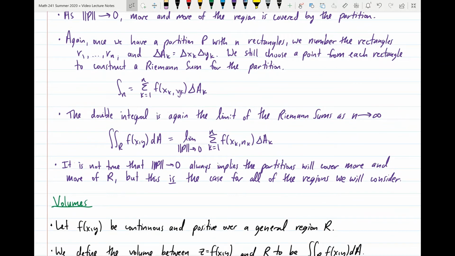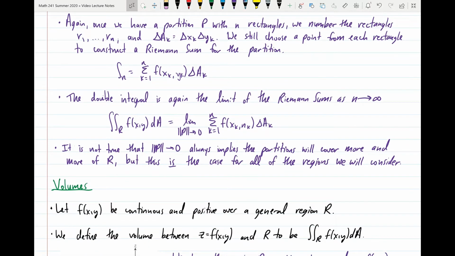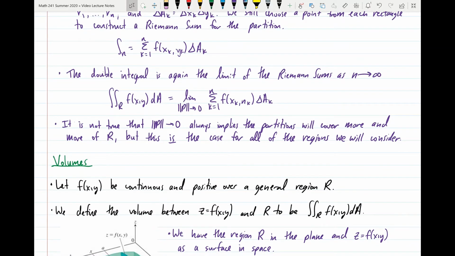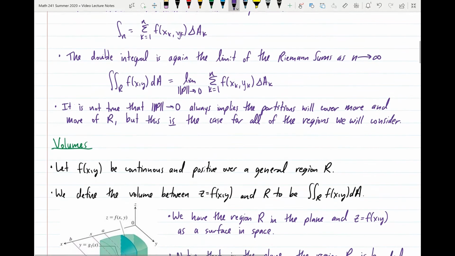And the double integral is again going to be the limit of those Riemann sums as n goes to infinity, or as the norm of our partition goes to 0. Either one will be fine. So the double integral of f of x, y over the region R is equal to the limit as the norm of the partition goes to 0 of the sum from k equals 1 to n of f of x sub k, y sub k times the area of the kth rectangle.